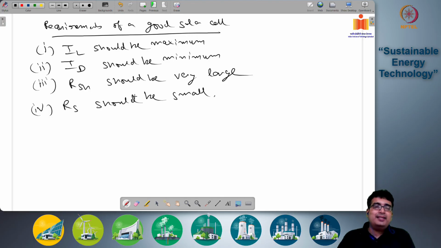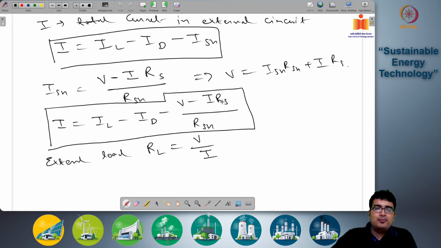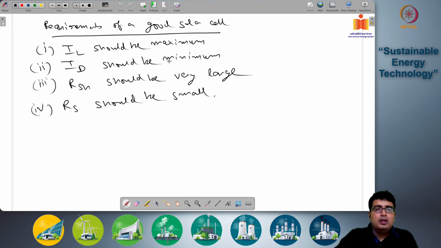So if these things are satisfied, then RS is small, so this value decreases, so your current will be maximized. And shunt resistance should be large, so this current should go to 0. So these are the main requirements of a good solar cell.